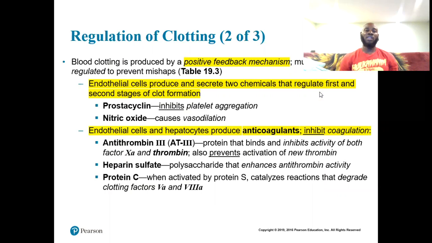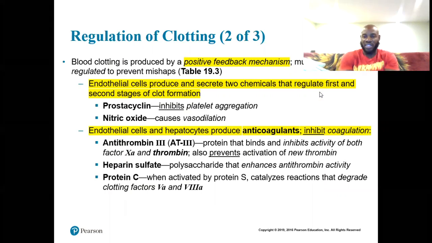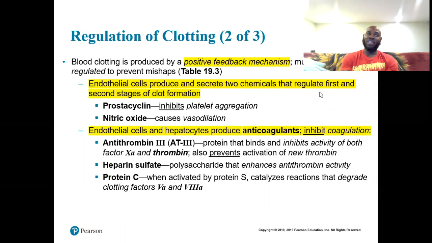All right, so clotting is regulated by a positive feedback mechanism. It must be tightly regulated to prevent mishaps. What are those mishaps? Well, like I said, you could have blood clots forming where they're not supposed to form, blood clots not dissolving, floating through your bloodstream. That would not be good. They could block the flow of blood. Blocking the flow of blood means you're blocking oxygen and nutrients potentially to different parts of your body. So blood clots where they're not needed could be very problematic.